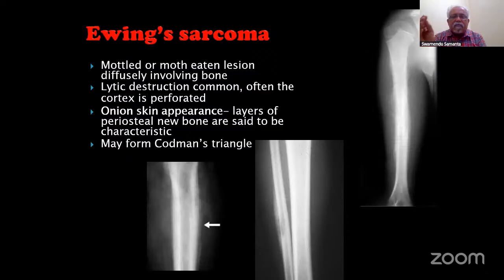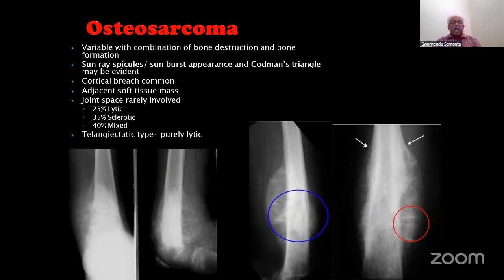The classic picture of Ewing sarcoma is the onion skin appearance, because there are multiple layers of periosteum, and you may find a Codman triangle here. Osteosarcoma, never forget this. This is a very common X-ray given in the exam. I have already told you the sunburst appearance, the Codman triangle, and the classic location. Once you see this sort of expansile lesion in the distal femur around the knee, with this sunburst appearance and Codman triangle, immediately your diagnosis will be osteosarcoma.